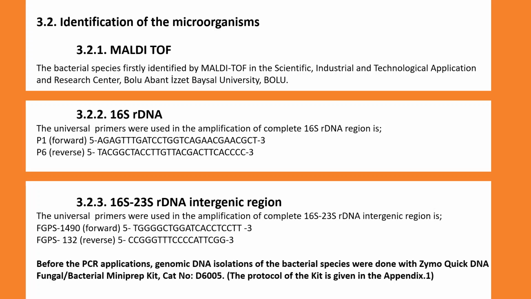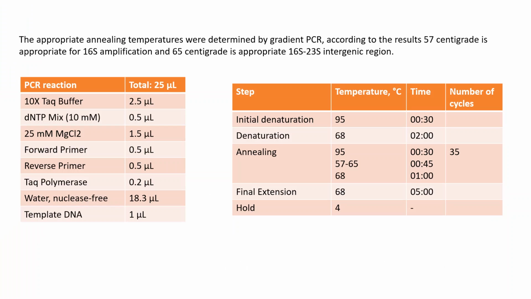Identification of the microorganisms was studied by using three different approaches: multi-touch identification in the Industrial and Technological Application and Research Center of Bolu BioTechBioChem University, 16S ribosomal DNA amplification, and 16S-23S ribosomal DNA intergenic region amplification. You can see the universal primers for these amplifications in this slide. These are our PCR reaction mix and conditions.